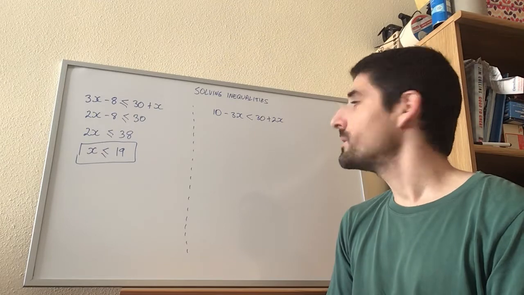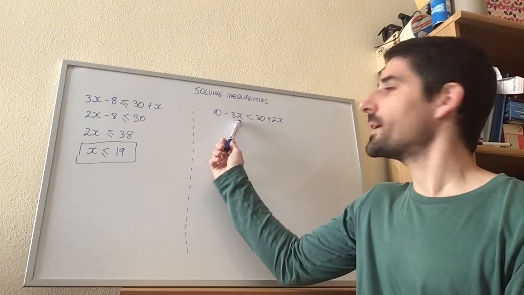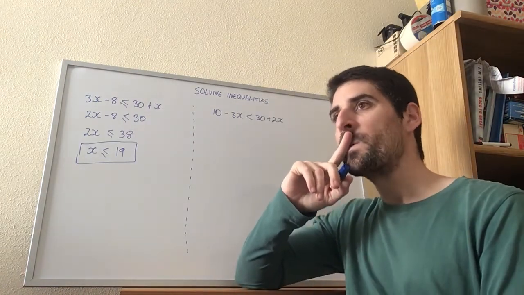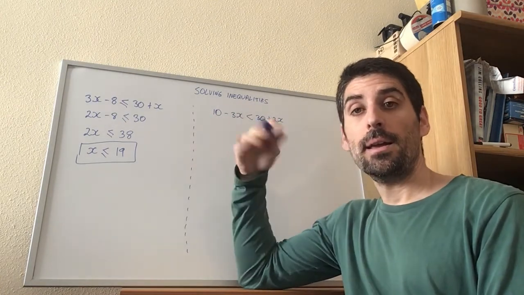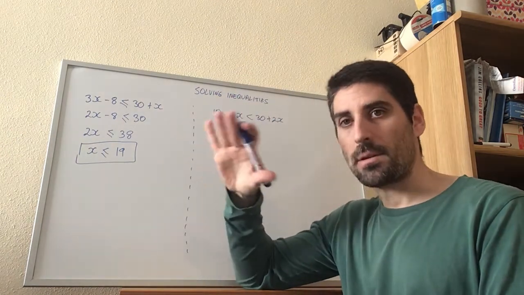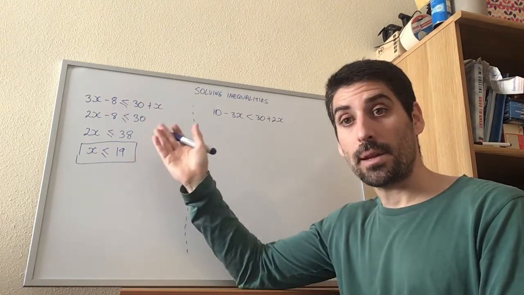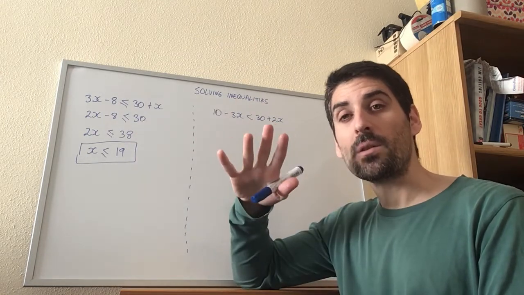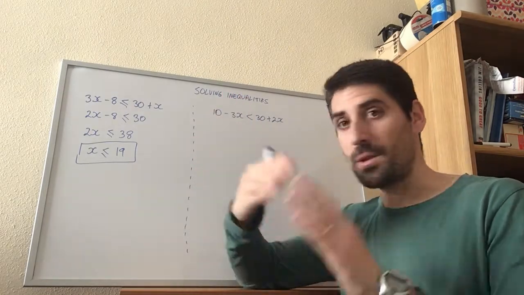You can do this. Okay. 10 minus 3x is less than 30 plus 2x. Whenever you've got a negative x in an inequality, you have to worry a little bit, but not too much, because if you follow the method that I taught you, that I just did here, you don't really have to worry about this peculiarity of inequalities that we may talk about in class.